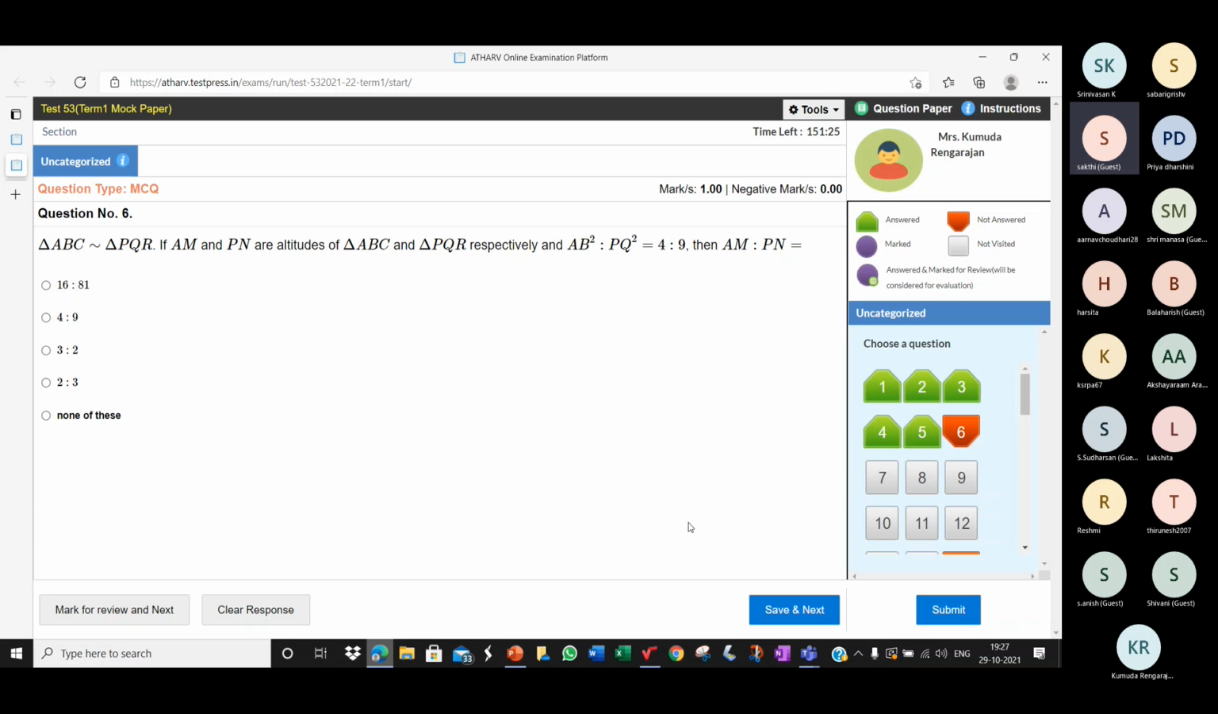Ma'am, it's 2:3, ma'am. Because AB is to PQ is 2:3, ma'am, and we can take triangles ABM and APN, ma'am. So these triangles are similar, ma'am, and by that corresponding sides are in the same ratio. We can get 2 by 3 is equal to 2 by 3, ma'am. Perfect. So in two similar triangles, the ratio of the corresponding sides is the same.